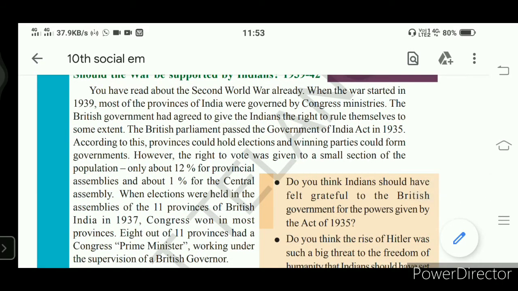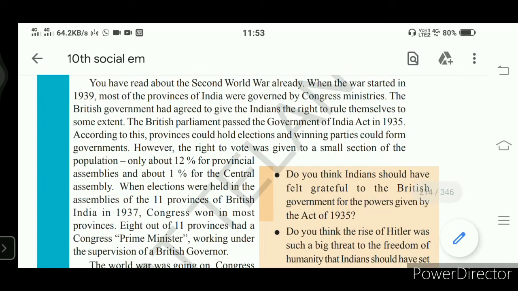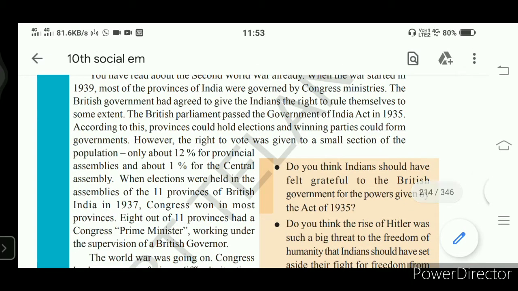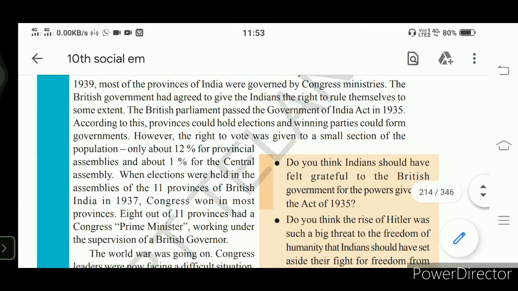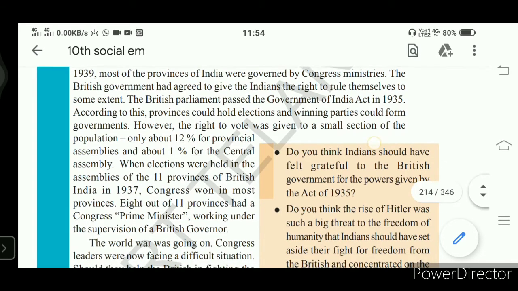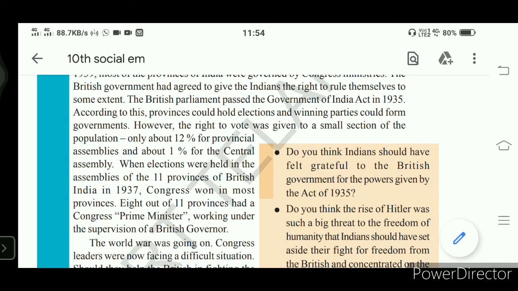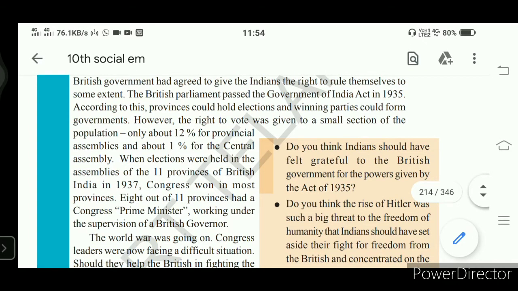So in provinces only 12% of the people were given right to vote. For Central Assembly, 1% of the people, that means 1% of the total population was given right to vote. Whereas in the provincial elections, 12% of the population was given right to vote. So according to Government of India Act 1935, elections were conducted in British India.